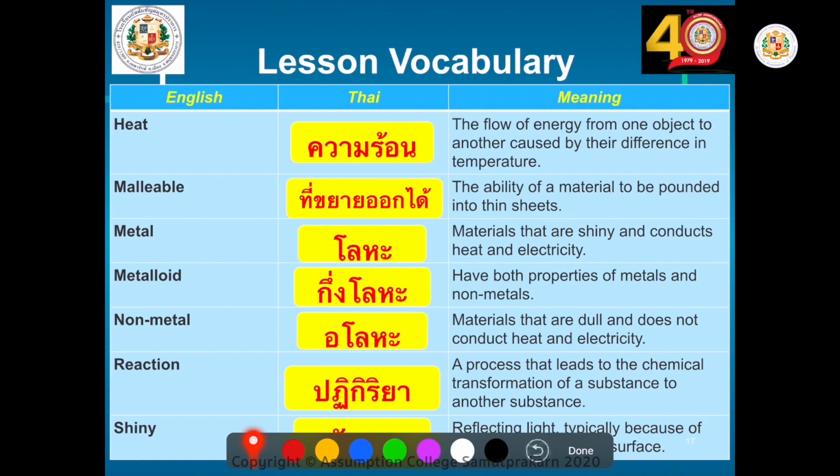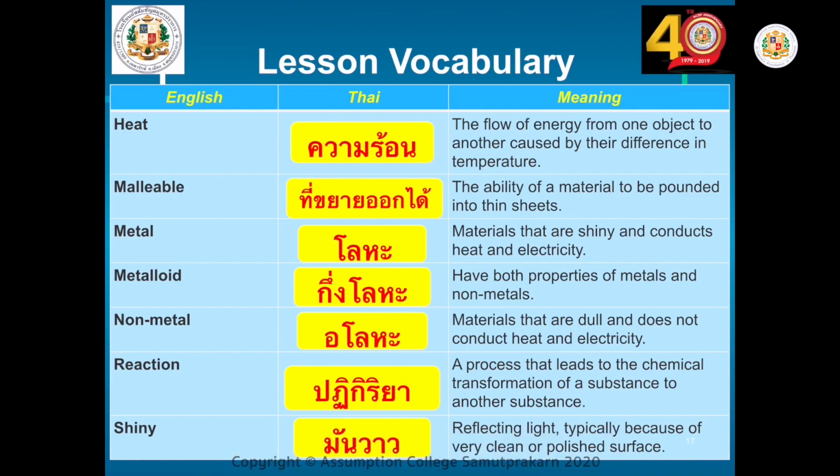Okay? Now, lastly is shiny. Shiny usually is a property of a metal. Shiny means the ability to reflect light. That's why it shines. Okay? For example, what else? Aluminium is shiny. A watch is shiny. Your necklace could be shiny. Your earrings could be shiny. Okay? So those are just some examples.